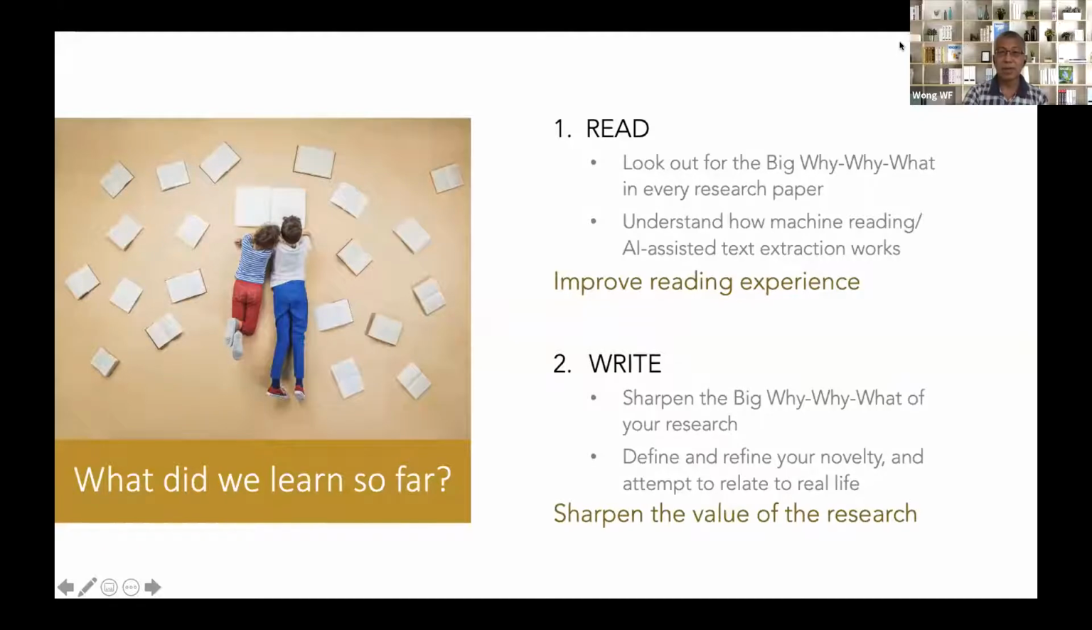Firstly, I think what we learned yesterday is about read, where you look out for the big why, what, and how in almost every research paper. When you read a paper, you must always come along with this, like digging for information. So I think these 3 boxes of big why, what, how can be helpful. But the other thing also interesting about yesterday's sharing by my colleague is that he talked a little bit about machine reading.